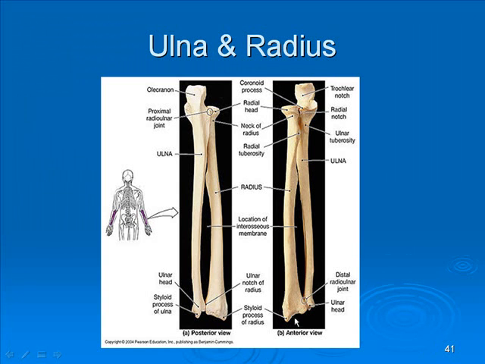We also can see that the ulna bone extends a little bit more superiorly than the radius does, and the radius extends further than the ulna does distally. You can see distally the radius is larger than the ulna bone is.